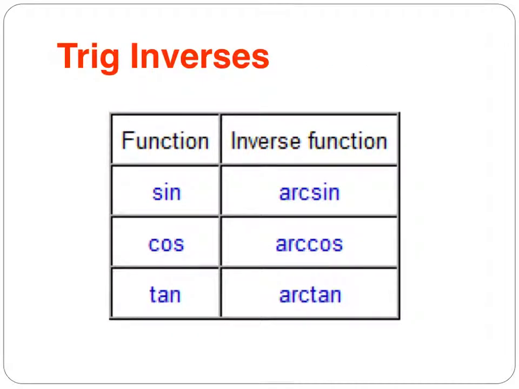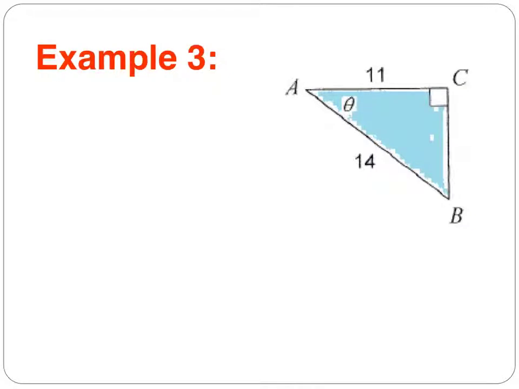The inverse functions are, for sine, the arc sine, or we also say sine to the -1. For cosine, it is arc cosine, or we can also say cosine inverse, which is cosine to the -1. Similar for tangent, it is arc tangent, its inverse function, or we can also write tangent to the -1 as the inverse tangent. Example 3, I will guide you through it just like I did in example 1.